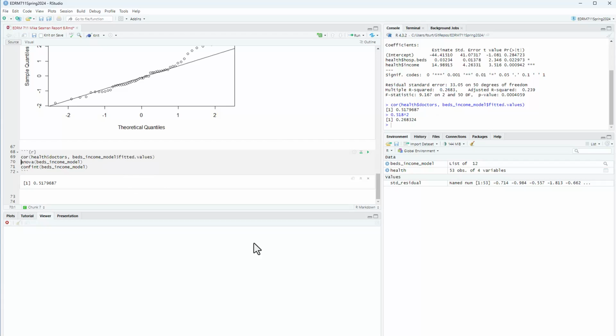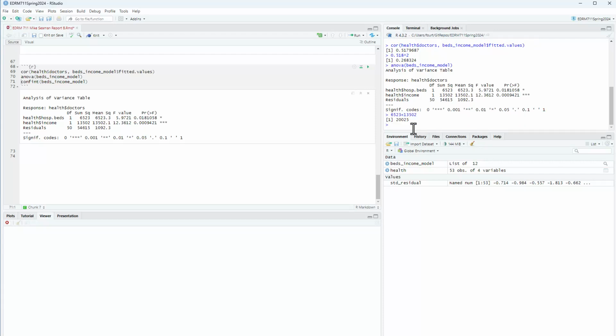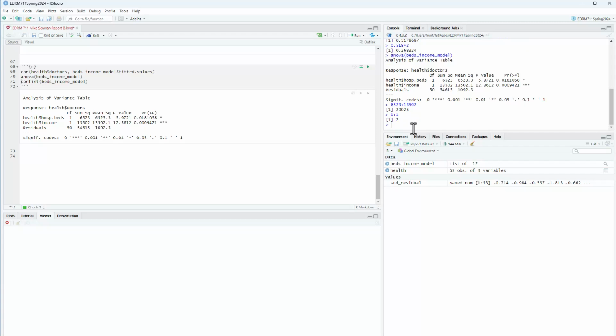Now, what does this next line do here? This next line gives us a nice little analysis of variance table where we see the sums of squares and the degrees of freedom for hospital beds. We see the sums of squares and the degrees of freedom for income. Now, the model degrees of freedom and sums of squares are these things combined. So in order to get the model sums of squares, I would be adding up the 6523 plus the 13502 to get 20025, and the degrees of freedom would be the 1 plus 1 for those coefficients.